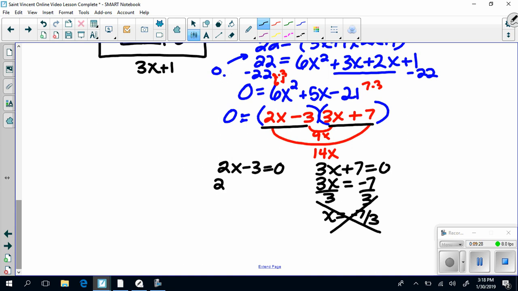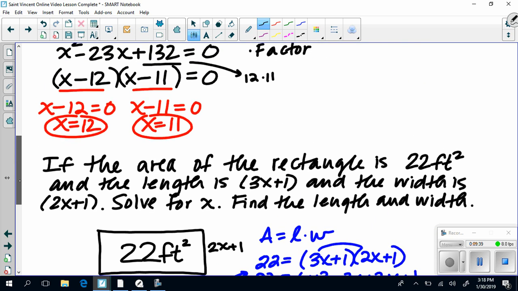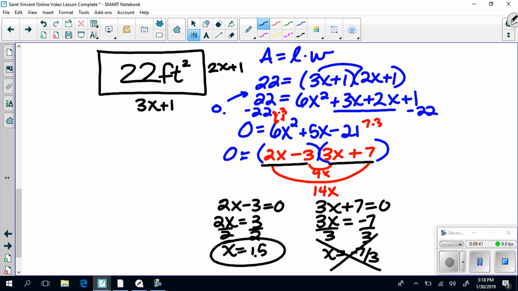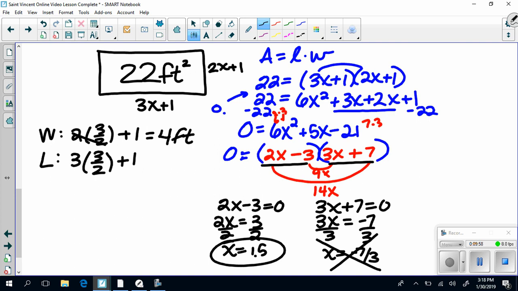So the second one, however, if I add 3 to both sides and divide by 2, I end up with 1.5. So that one is the one that would make sense. X is 1.5. So therefore, if I go back to my rectangle, the width was 2 times 1.5, or 2 times 3 halves, plus 1, which is really 4. So 4 feet. And the length was 3 times 3 halves plus 1, which ends up being, what was that, 4.5 plus 1. So that ends up being 5.5 feet.